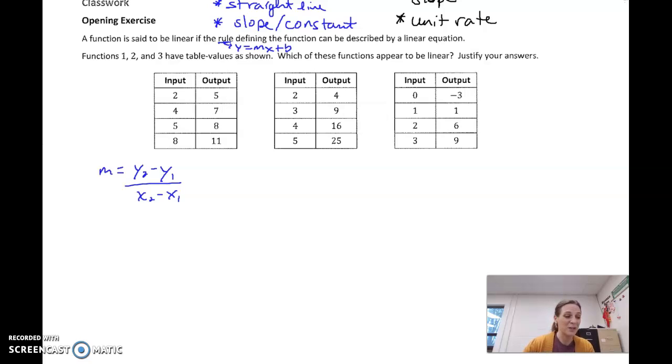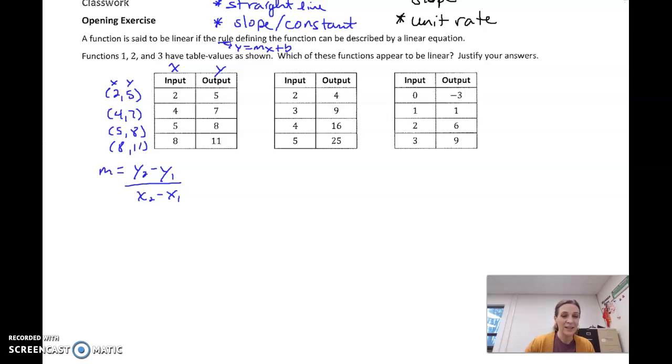All right, so when we talk about these tables, remember, the inputs are x values, the outputs are y values. And when we write it like that, remember then we get ordered pairs. This is the ordered pair (2, 5). This is the ordered pair (4, 7), and (5, 8), and (8, 11). Now you don't have to write those all out, but you need to recognize that they're ordered pairs. If you recognize they're ordered pairs, then we know we can find the slope. We can put it in the slope formula. And remember, the first one listed is the x, the second one listed is the y.